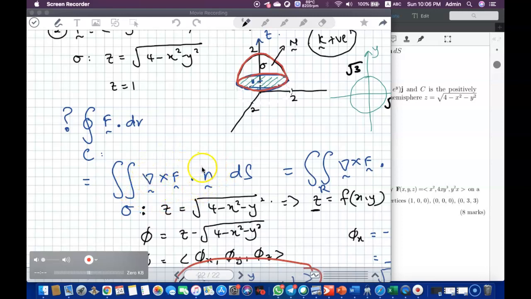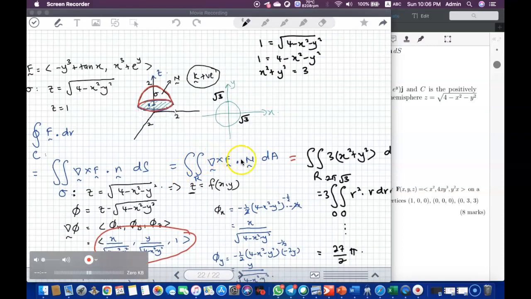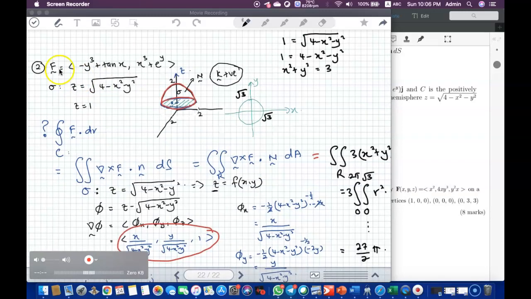Now it is time for us to determine the capital N, because we know that we don't use the small n, but we use the capital N here, the big N. So how can we get N? To get N, you have to refer to the given information about the surface. The surface here is part of the hemisphere, where the equation is this one.